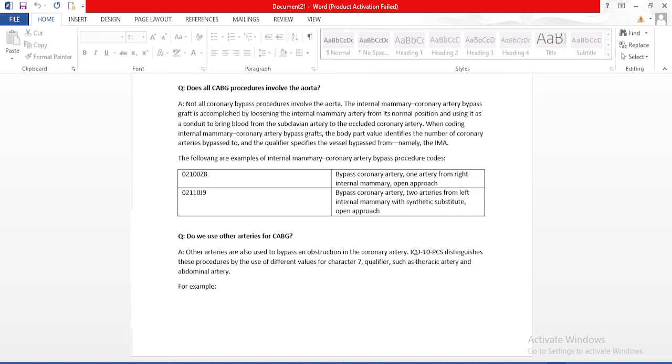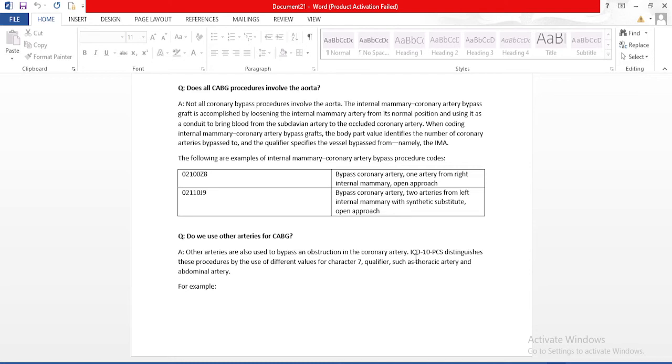The internal mammary coronary artery bypass graft is accomplished by loosening the internal mammary artery from its normal position and using it as a conduit to bring blood from the subclavian artery to the occluded coronary artery. When coding internal mammary artery coronary artery bypass graft, the body part value identifies the number of coronary arteries bypassed to, and the qualifier specifies the vessel bypassed from, namely the internal mammary artery. Basically, in this question, for the bypass procedure, the physician is not using the aorta. Here, the physician is just manipulating the internal mammary artery and bypassing the diseased coronary vessel.